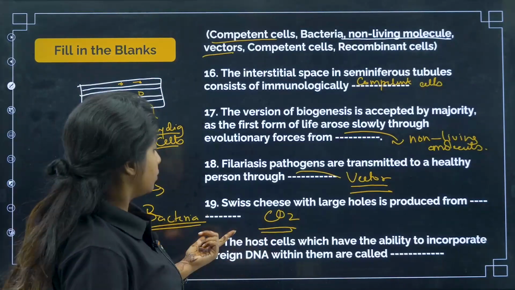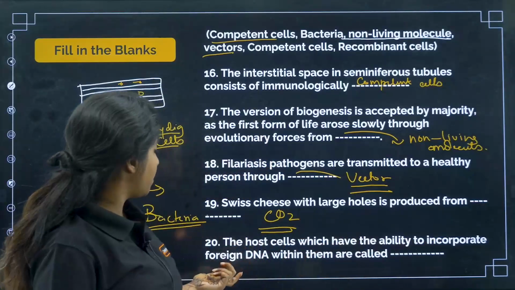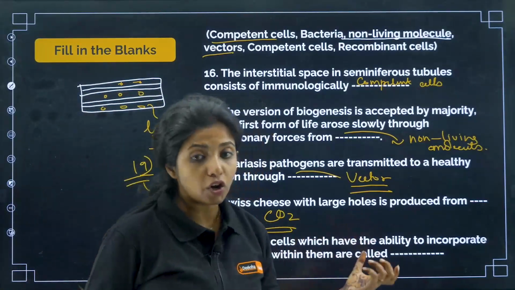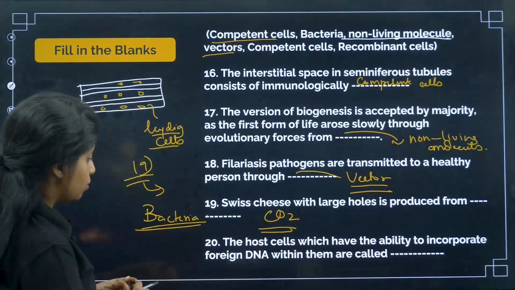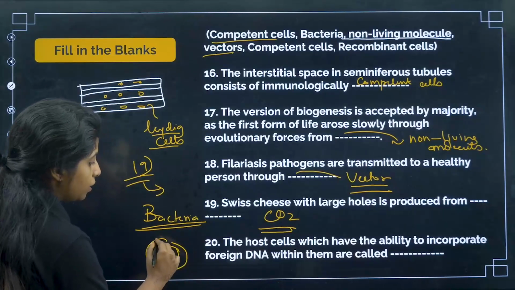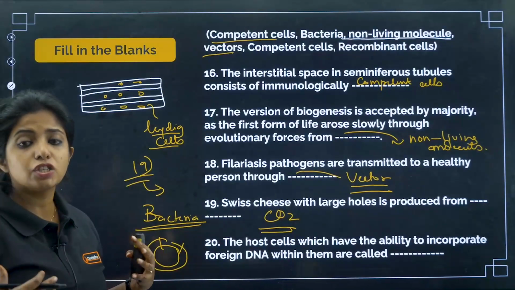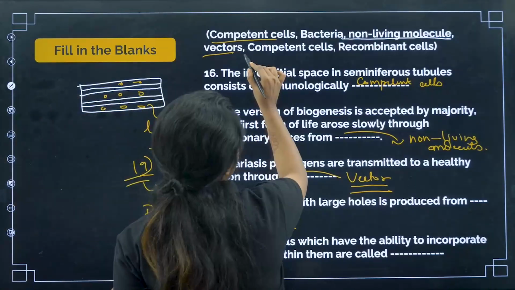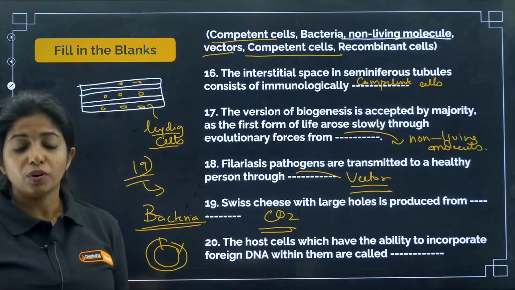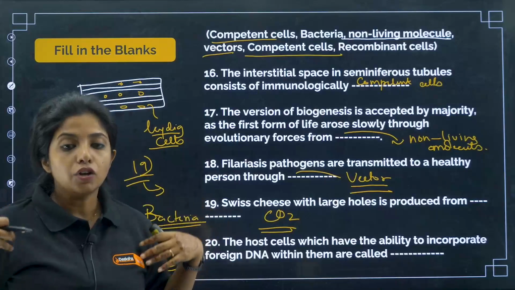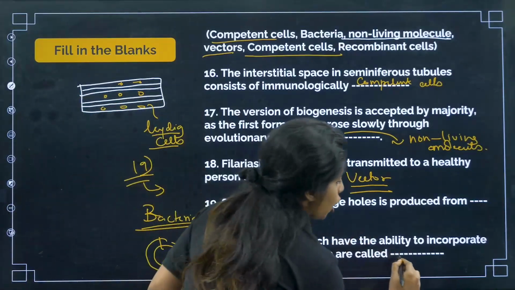Now, the host cells which have the ability to incorporate foreign DNA within them are called what? There's a host cell and it is ready to incorporate the foreign DNA. What do you call this cell? Can I say it is competent cells? It can be said as competent cells. What do you mean by that? Basically they are ready to take up things. That is why I will call it competent.